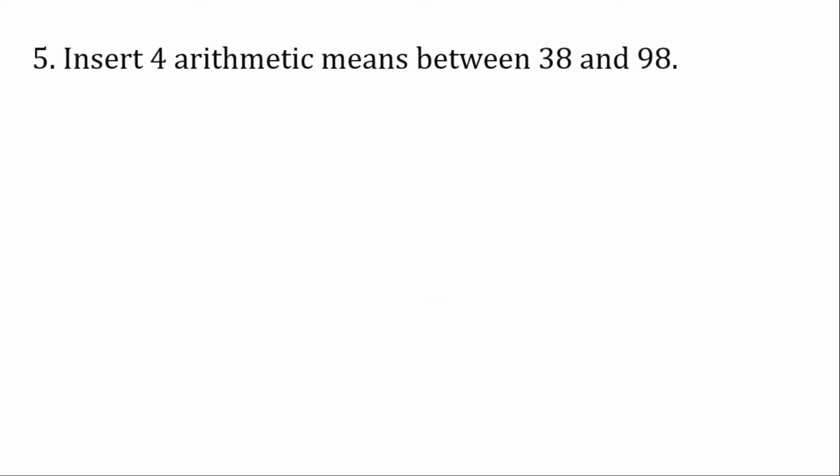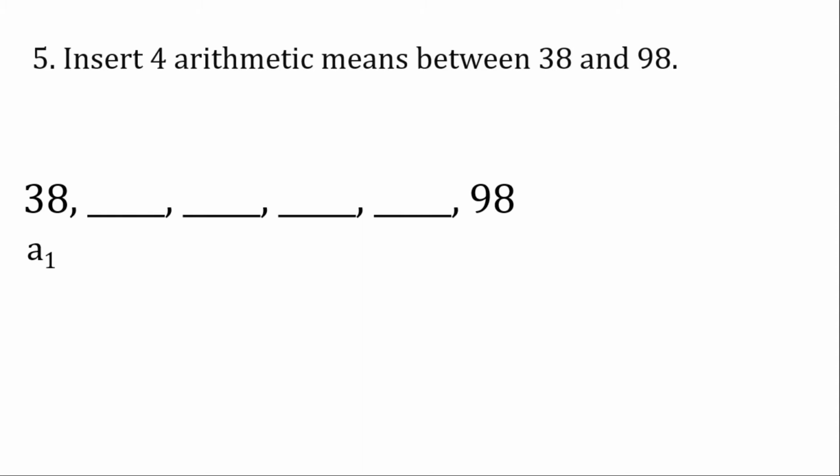Now let's try an arithmetic mean problem again. Insert 4 arithmetic means between 38 and 98. So again, illustrate it and then mark what term the following are. So I have a sub 1, 2, 3, 4, 5, and 6. Now let's assign a sub k for our lowest term possible and our a sub n for the last term that's given. Now let's use the common difference formula that we used a while ago.